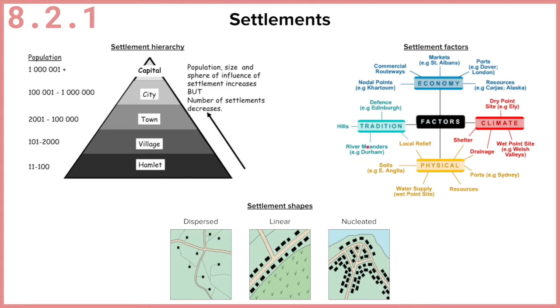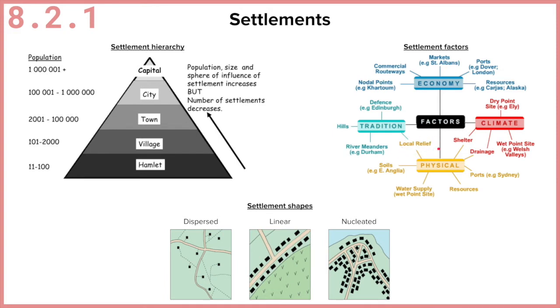The river would also provide other sources of water supply. So with tradition, the higher up we are, tends to be the better, because it's easier to spot enemies coming from a distance. Physical factors also link in with this. So the local relief, so the local shape of the land, will influence where people would live.